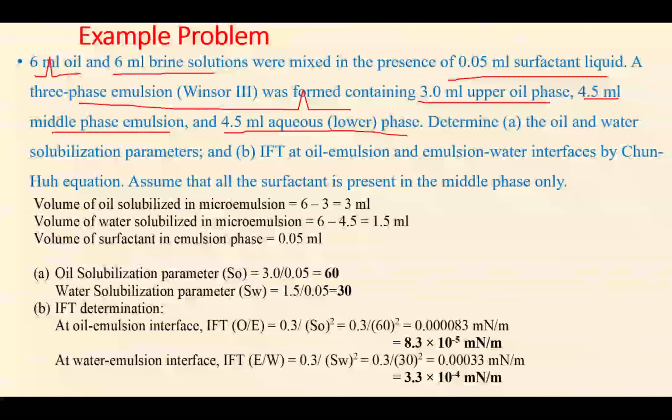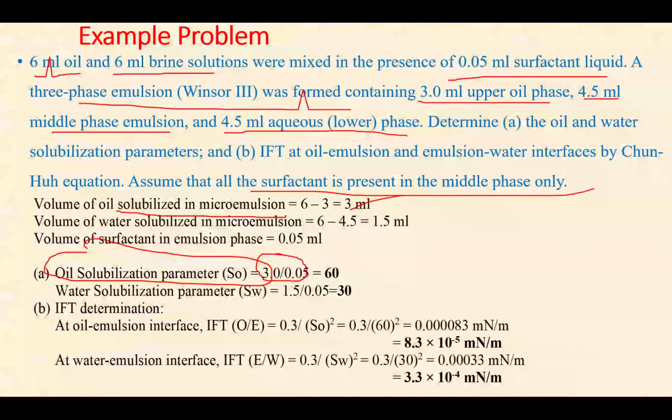According to the previous equation, you first need the solubilization parameter. First is the oil solubilization parameter, which means how much oil is there in the microemulsion. You can get it by material balance: the oil solubilized in the microemulsion is equal to 3 ml. And we are assuming here that most of the surfactant is present in the middle phase microemulsion, so we divide by the volume of the surfactant. This solubilization parameter value is 60. And the water solubilization parameter, similarly, is 30.